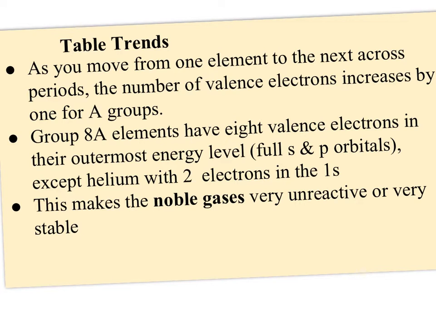So that means group 8A elements, or group 18 elements, have 8 valence electrons in their outermost energy level. That means they have a full s and a full p orbital for whatever energy level is their outermost, or biggest. Except for helium, which only has 2 electrons because it only has the first energy level with just that one s orbital. And this makes noble gases super unreactive, or what we consider very stable.